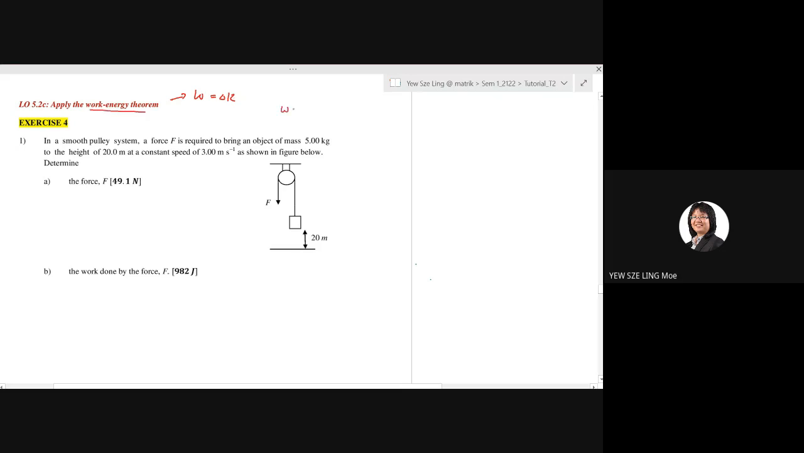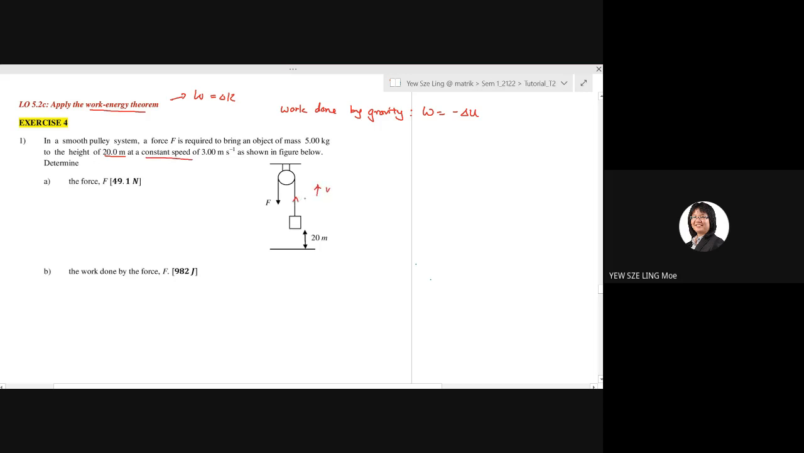Another one is work done by gravity. If you apply work done by gravity, then we have W equals negative delta U. Okay, so the first question: in a smooth pulley system, a force is required to bring an object of mass 5 kg to a height of 20 meters at a constant speed. So it's going up at a constant speed.